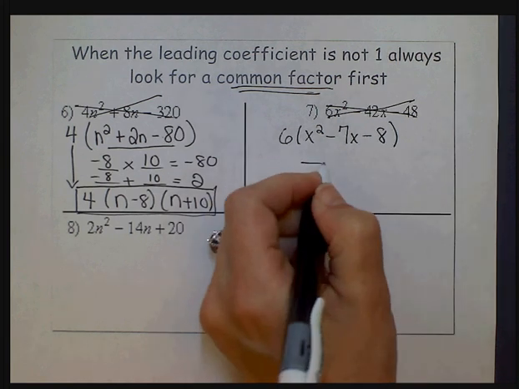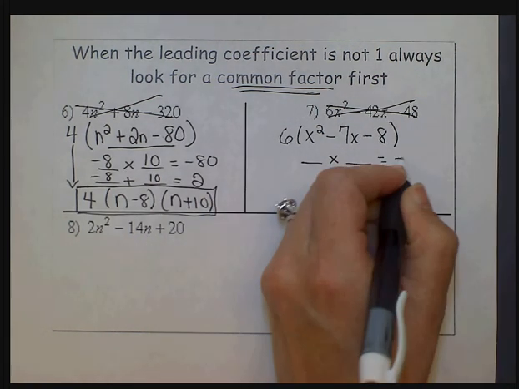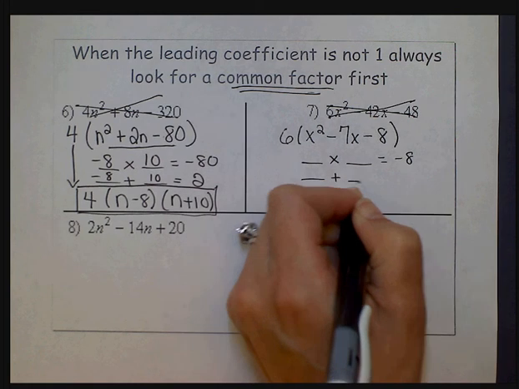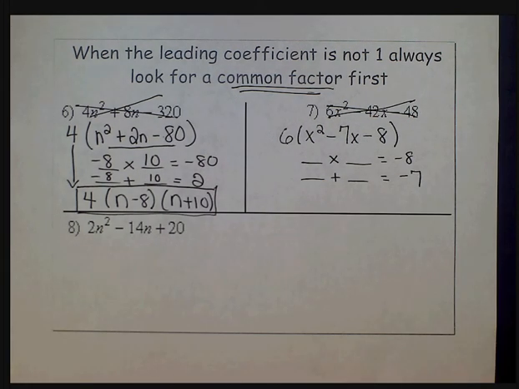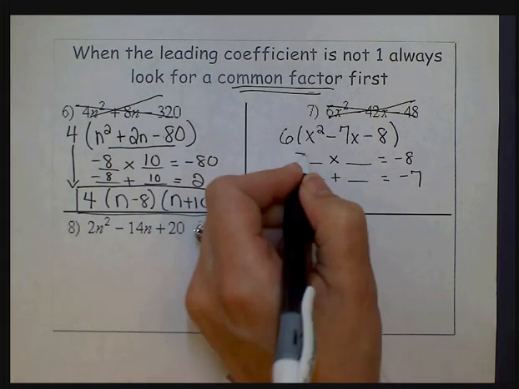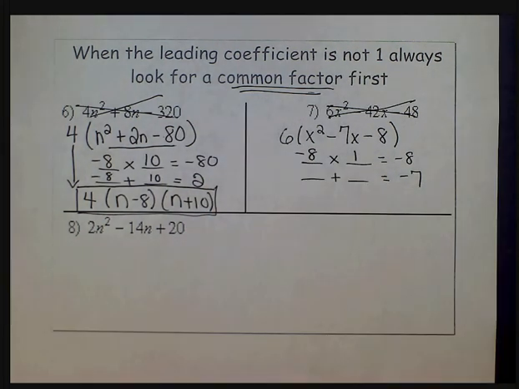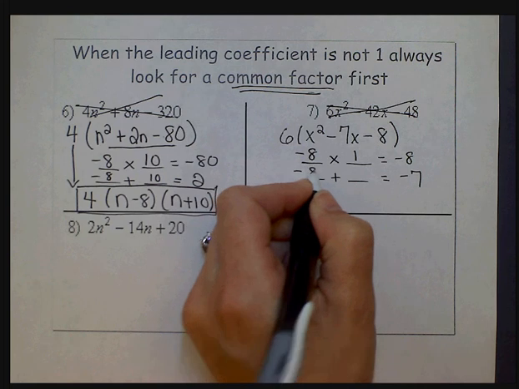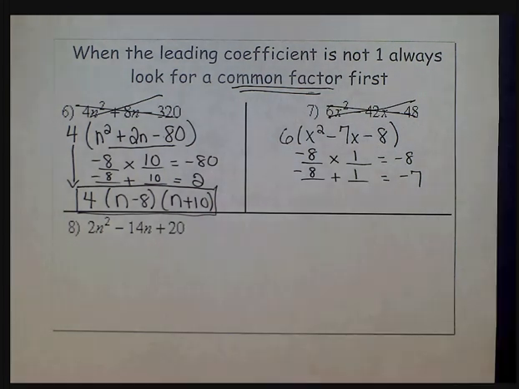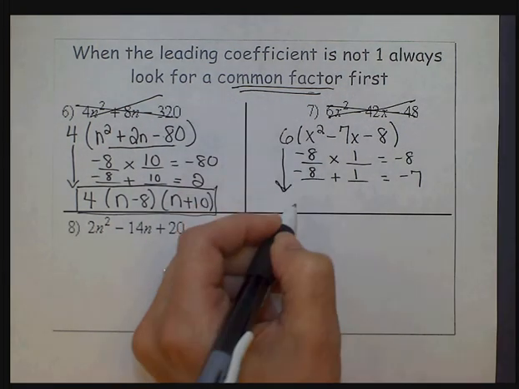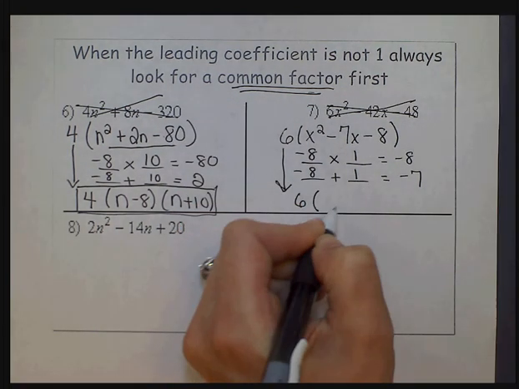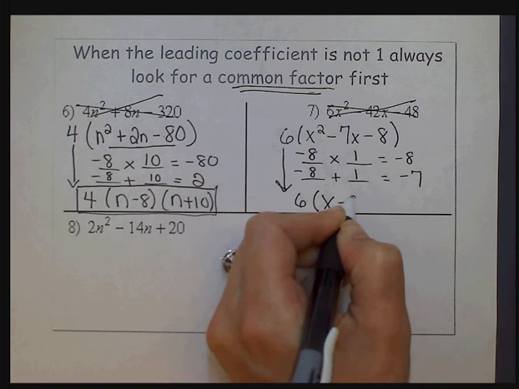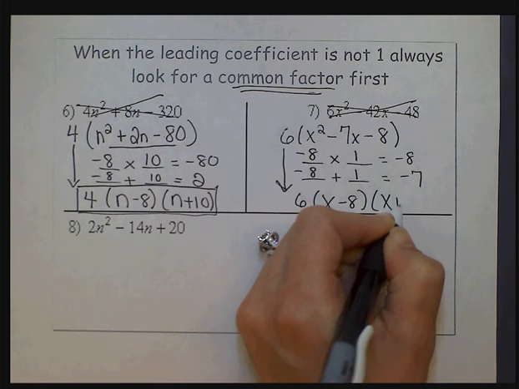So I'm going to look for the two magic numbers that multiply to give me negative 8 and add to give me negative 7. So when I look at all the ways that I make negative 8, if I use negative 8 and positive 1, that'll give me negative 8, and negative 8 plus 1 will give me negative 7. So I bring my 6 down that I factored out, and I create my two binomials. X minus 8 times x plus 1.